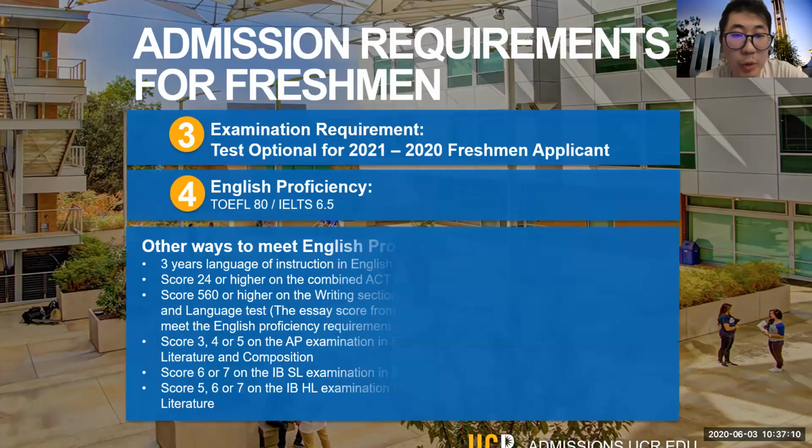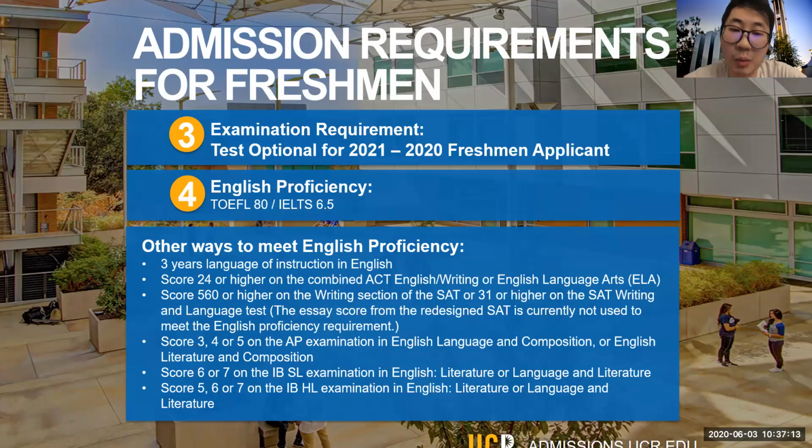So the third requirement, usually UC does have an examination requirement. We do require standardized testing, SAT or ACT. But like I said, due to the pandemic, we understand there's been a lot of difficulty getting testing done this year. So we are going test optional for 2021 and 2020 freshman applicants. What this means is that we do not require ACT or SAT. You're welcome to take it and it may help your admission, but it would definitely not hurt your admission. There's not going to be a requirement. Without an SAT, you will still be able to be considered as one of our freshman applicants.